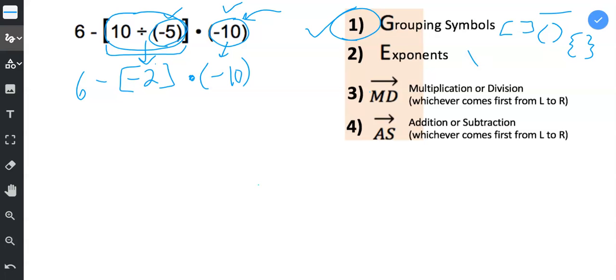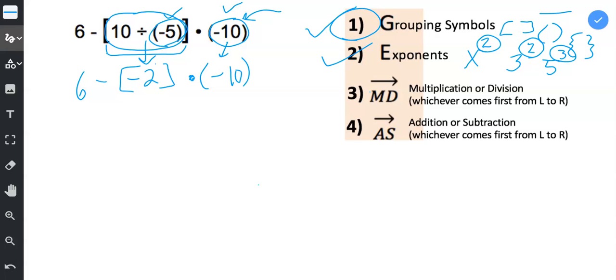Remember, exponents are when you have a tiny little number up at the top right corner of a variable, or it might be at the top right corner of a number. So this is an exponent of 3, this is an exponent of 2. There are no exponents in our problem.